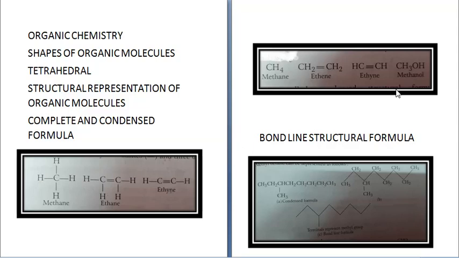Certain structures, suppose it is CH3, CH2, CH2, CH2, COOH. Three times there is CH2. So what you can do is put CH2 in a bracket and put a 3 over there. So you can write it as CH3(CH2)3COOH. This way also you can shorten or condense it.